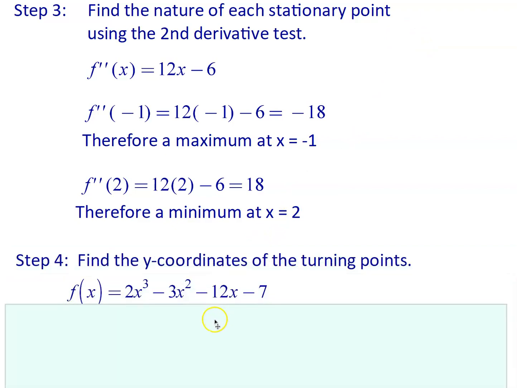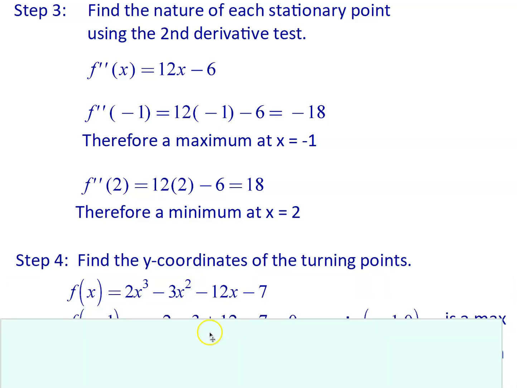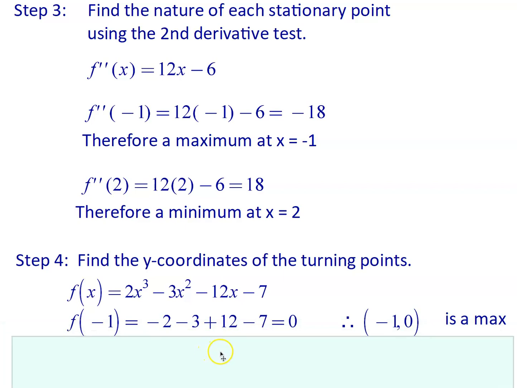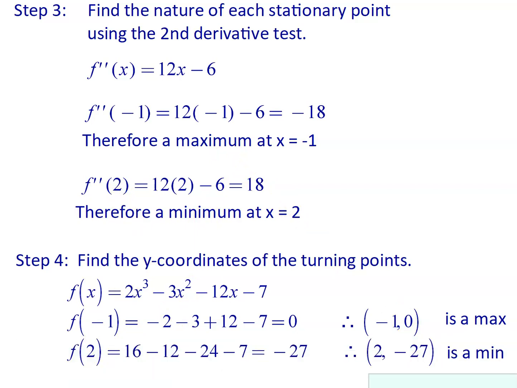So the y-coordinates of the turning points, there's the function just there. So when x is -1, y is 0. So we find out that (-1, 0) is a max. And when x equals 2, the value of the function is -27. And therefore, the minimum is at (2, -27).